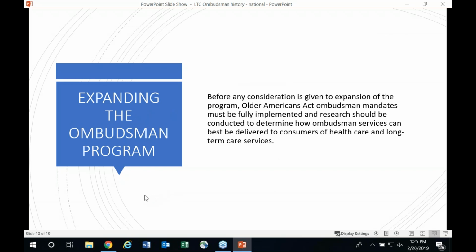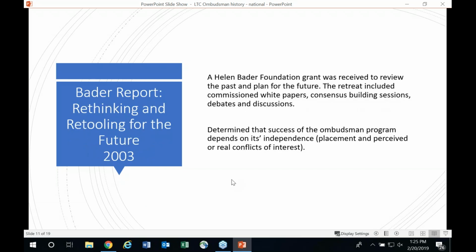So certainly, one of, I think, kind of an all-encompassing recommendation was that before any consideration could be given to the expansion of the program, it was imperative that all of the mandates under the Older Americans Act would be fully implemented, and that research should be done to determine how the Ombudsman services could best be delivered to the consumers of healthcare and long-term care services.